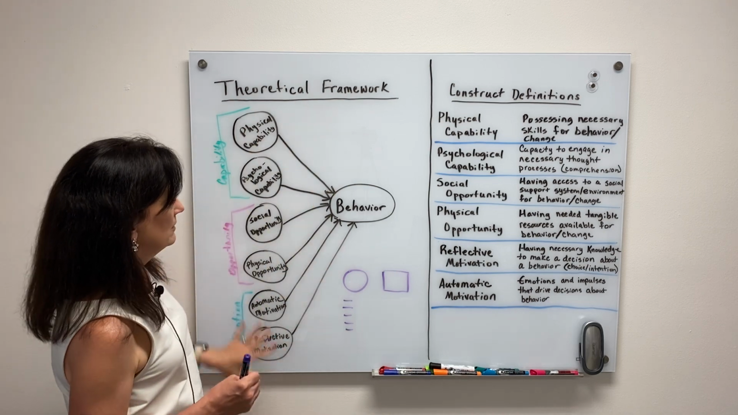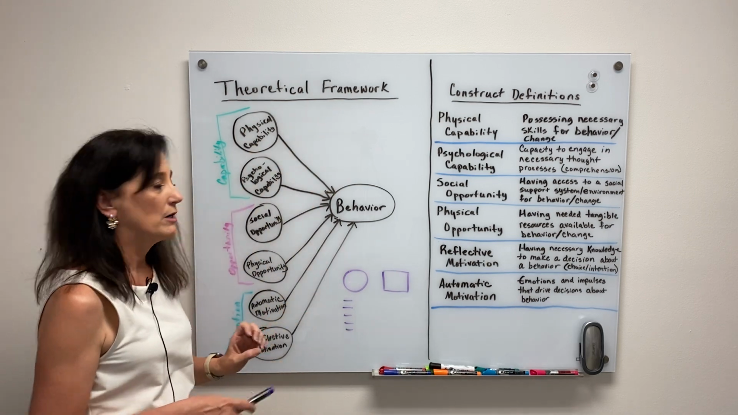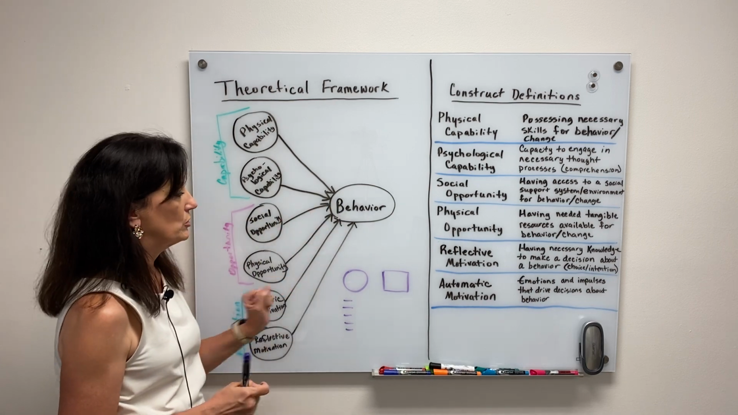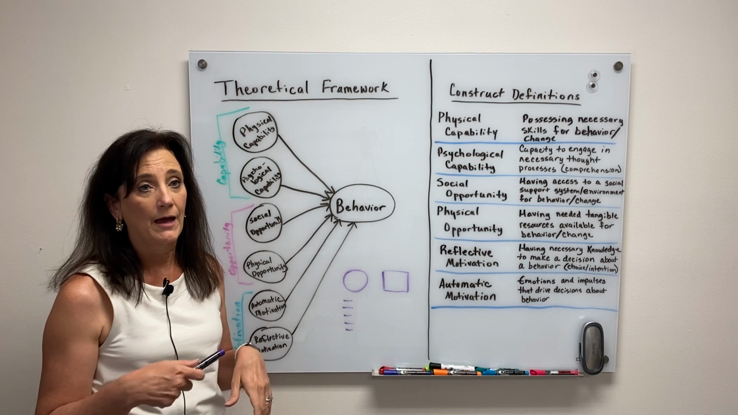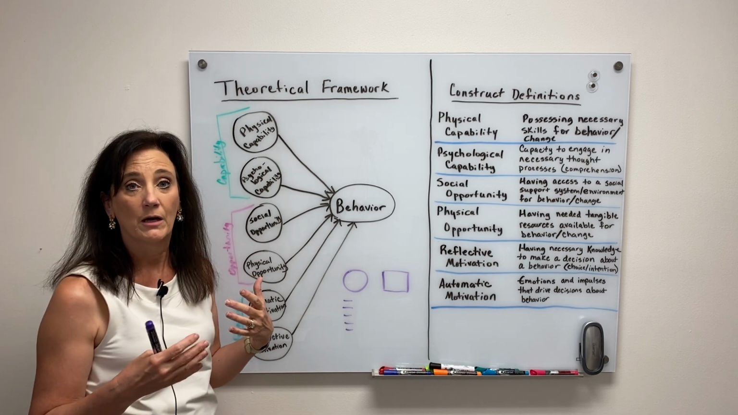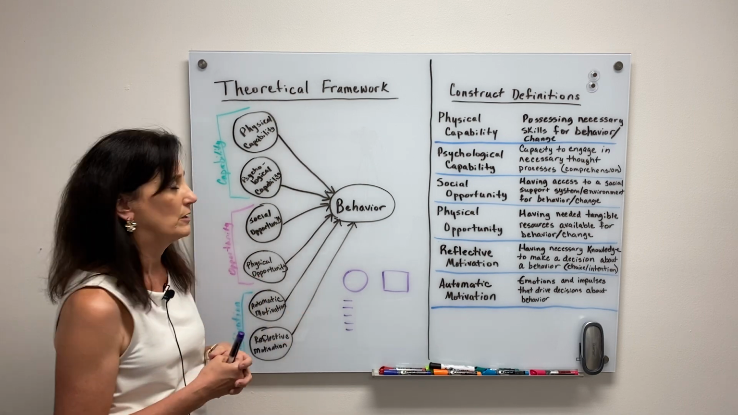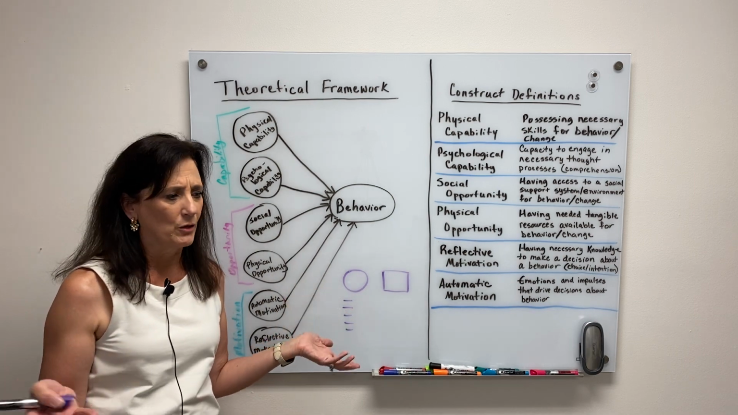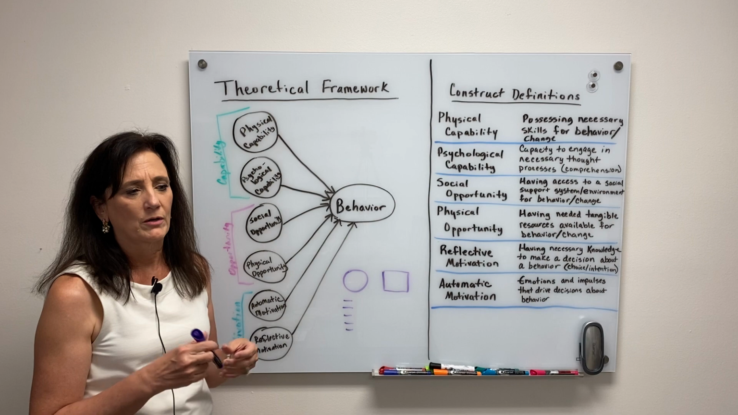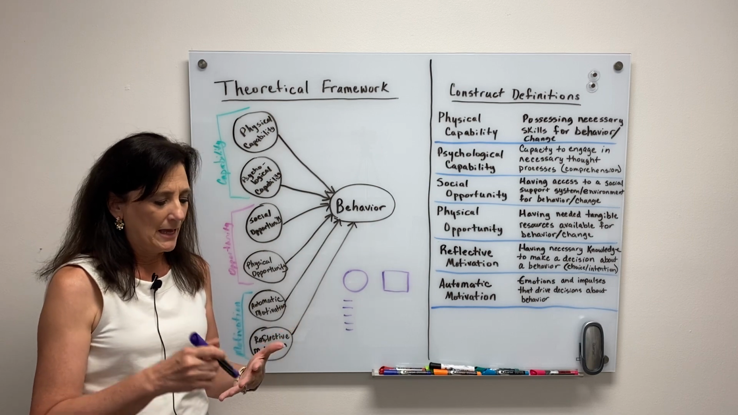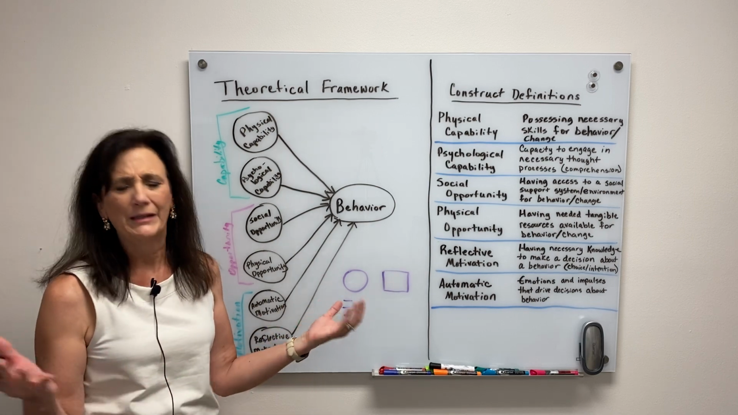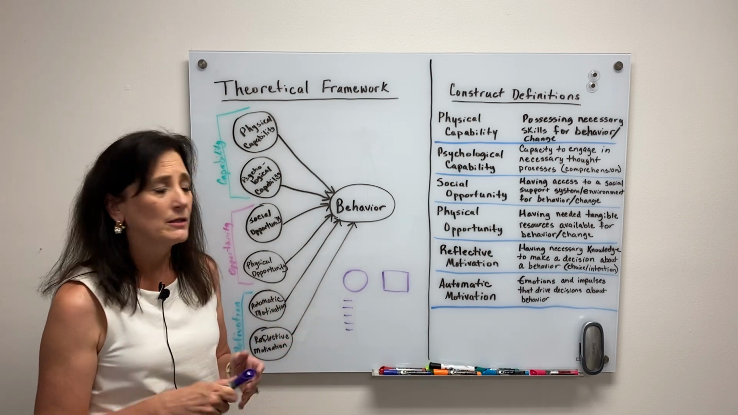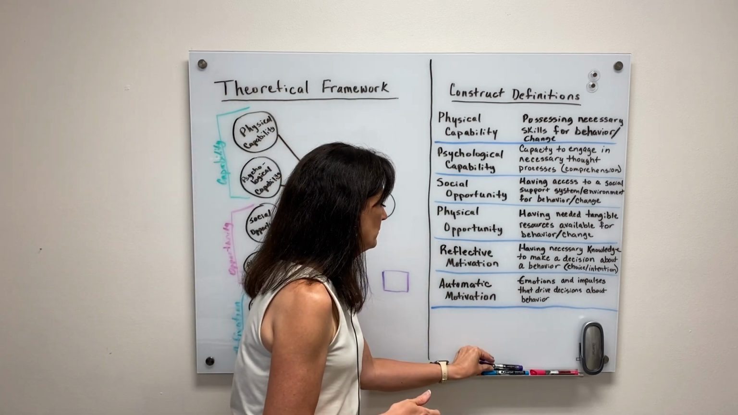Now in this particular theoretical framework, because we have 7 circles, constructs, we know that we're going to have a minimum of 35 questions on our survey. And that's without even taking into account things like demographics, where you talk about gender, race, age, income, education level, any other variables that would be important to you.